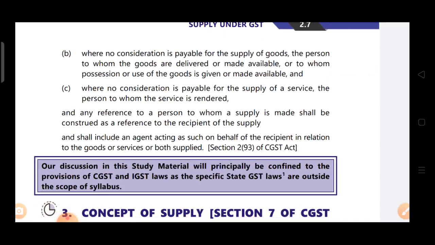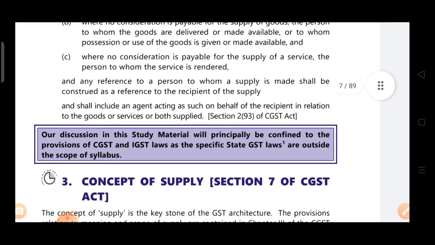And it includes an agent acting as such on behalf of the recipient in relation to goods or services or both supplied. Like in the definition of supplier, any agent who represents the supplier is included. Likewise, in the definition of recipient, any agent who acts on behalf of the recipient is included. That agent will also be called the recipient.